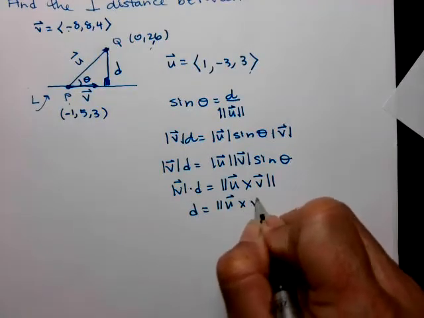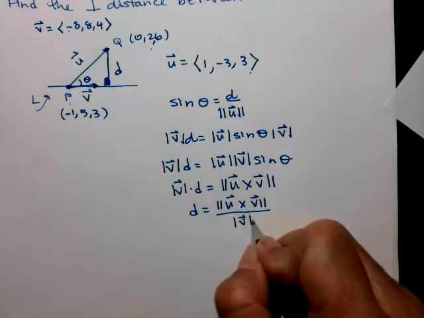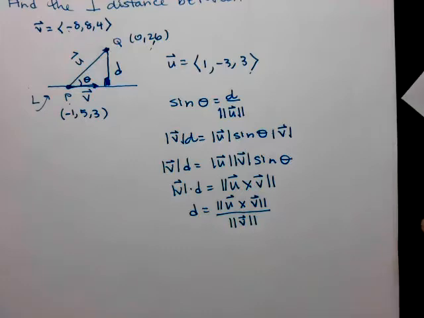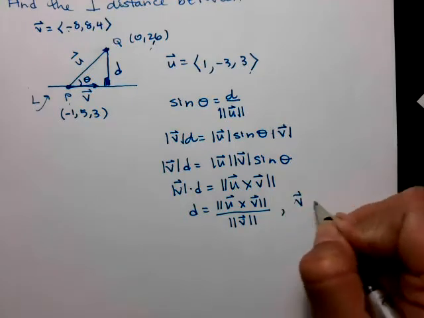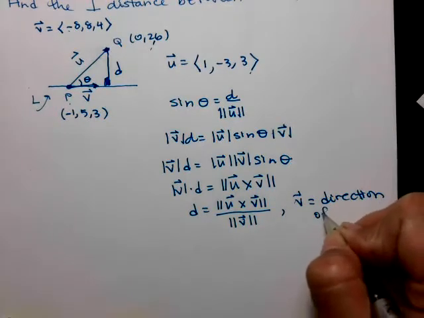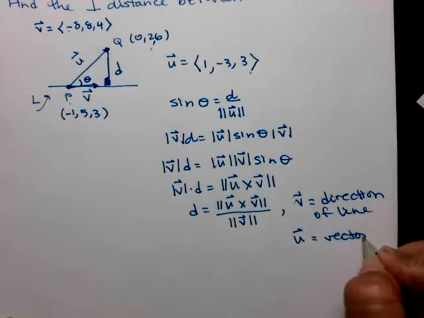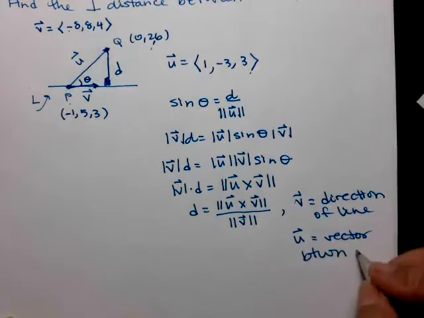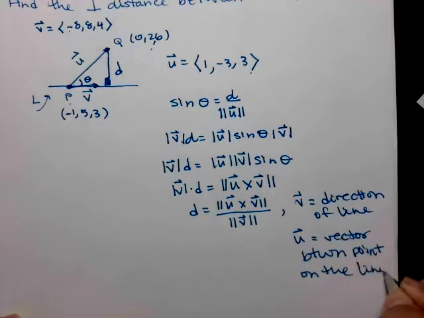So if you are a card making person, or you keep a notebook with all your formulas, this would be one. This is the distance between a point and a line, where V is the direction vector of the line, and U is the vector between the point on the line and the point in space.